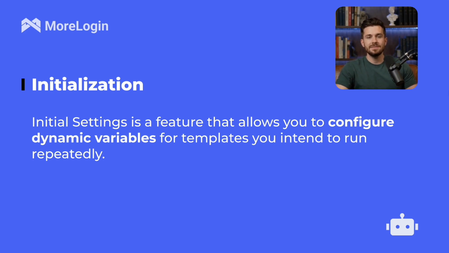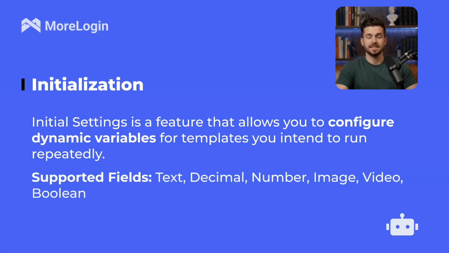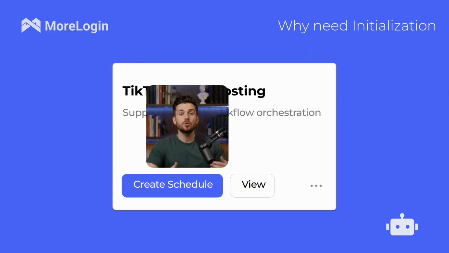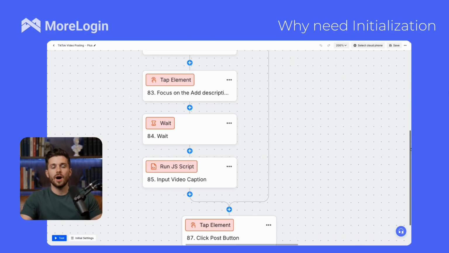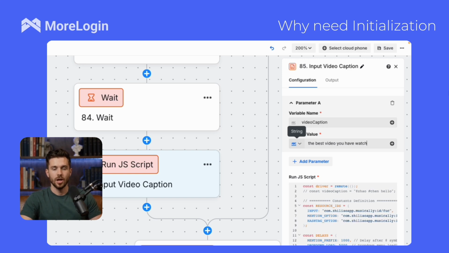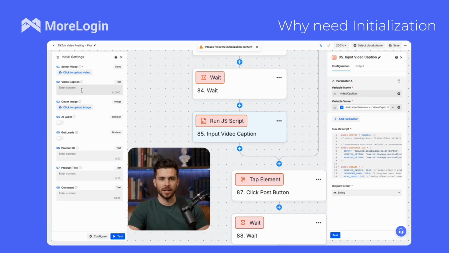So we can keep the same template logic while supplying different values whenever we test it, schedule it, or run it in production. For example, imagine we're building a workflow to post on TikTok. We don't want to rewrite the bot every day just to change the message. We want the logic to stay the same while the input changes when we run it.